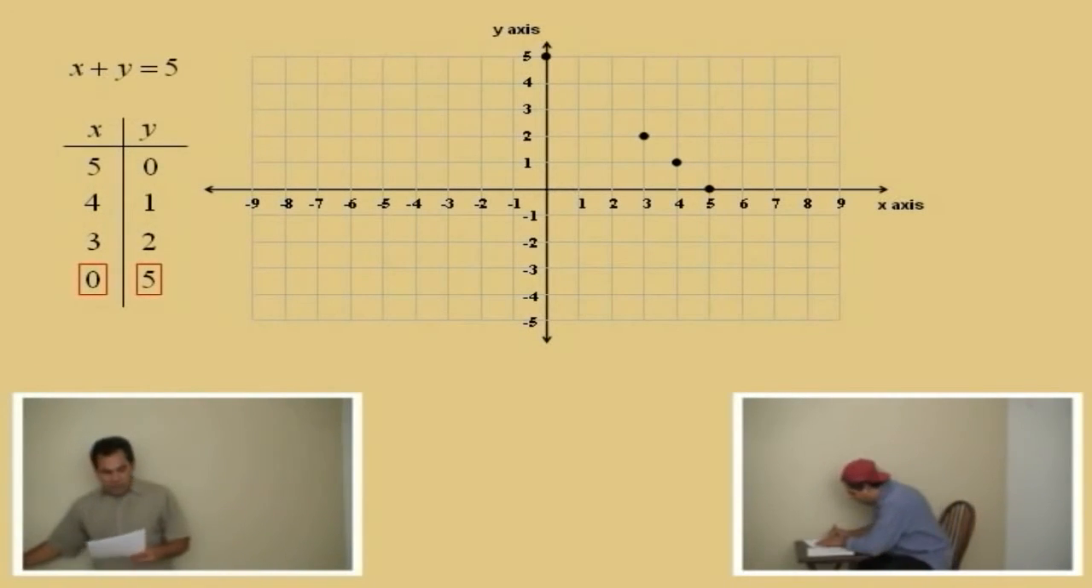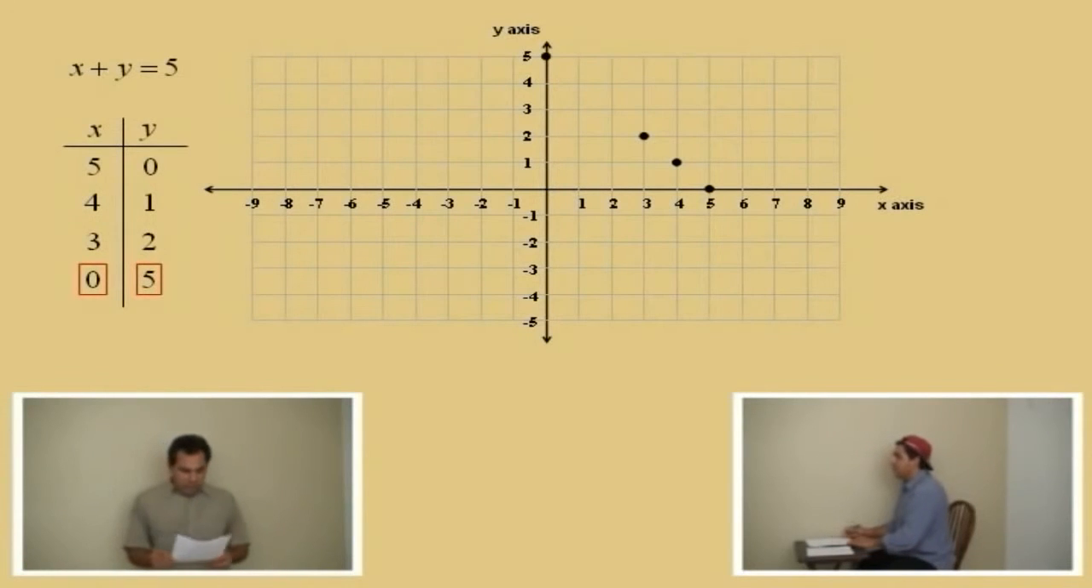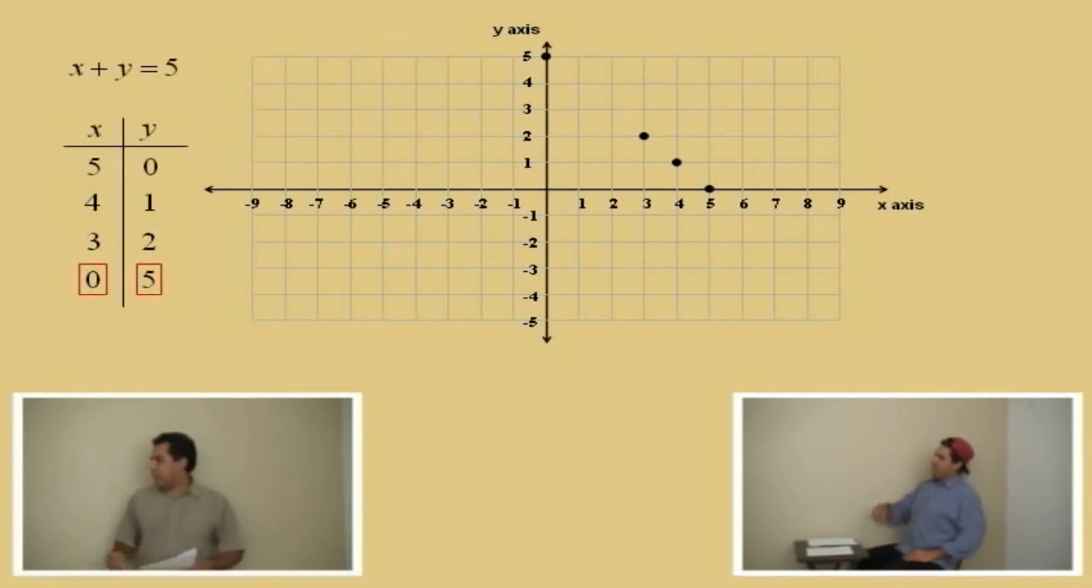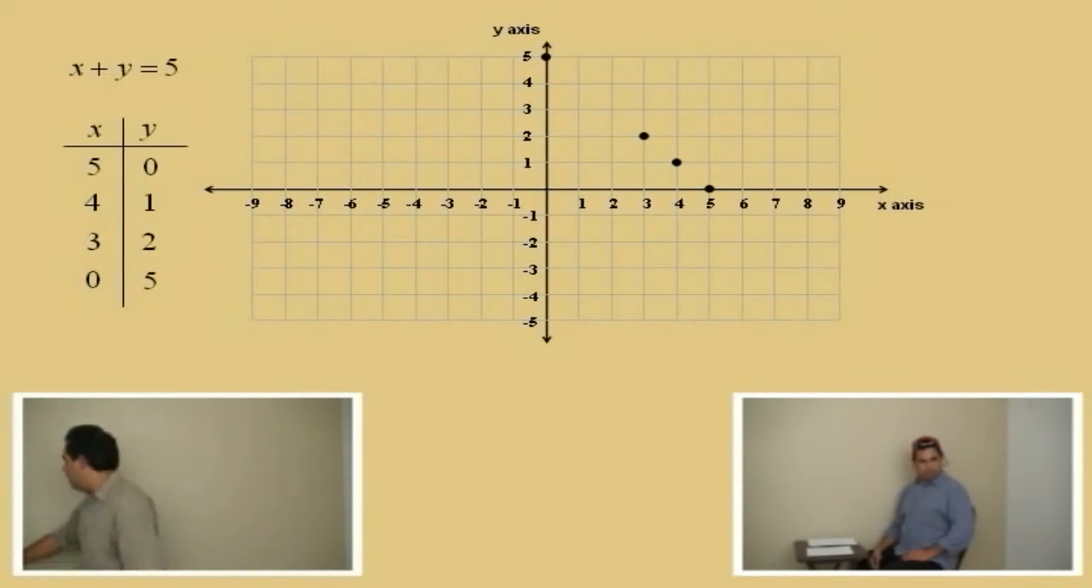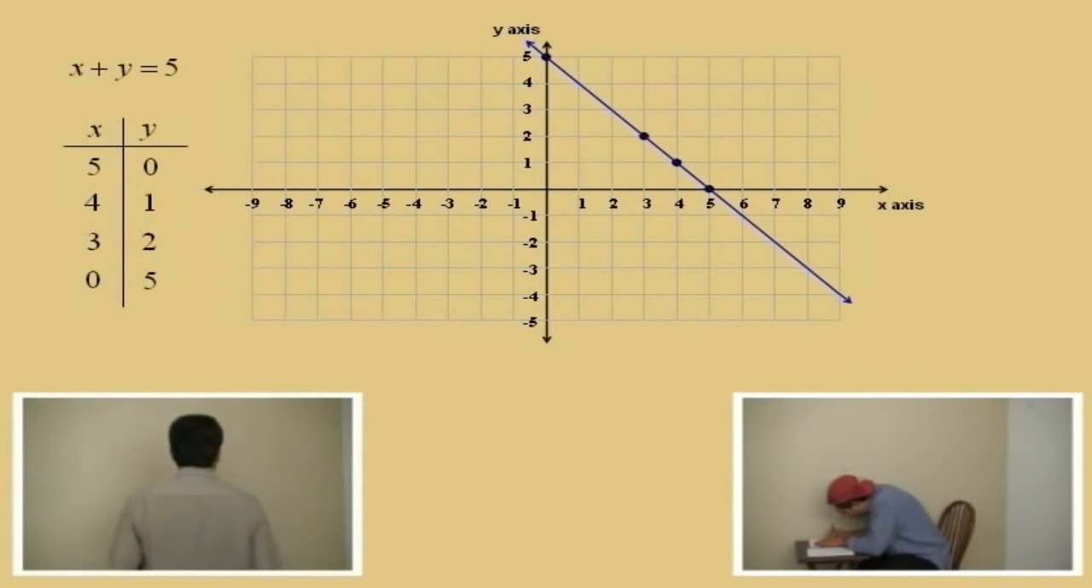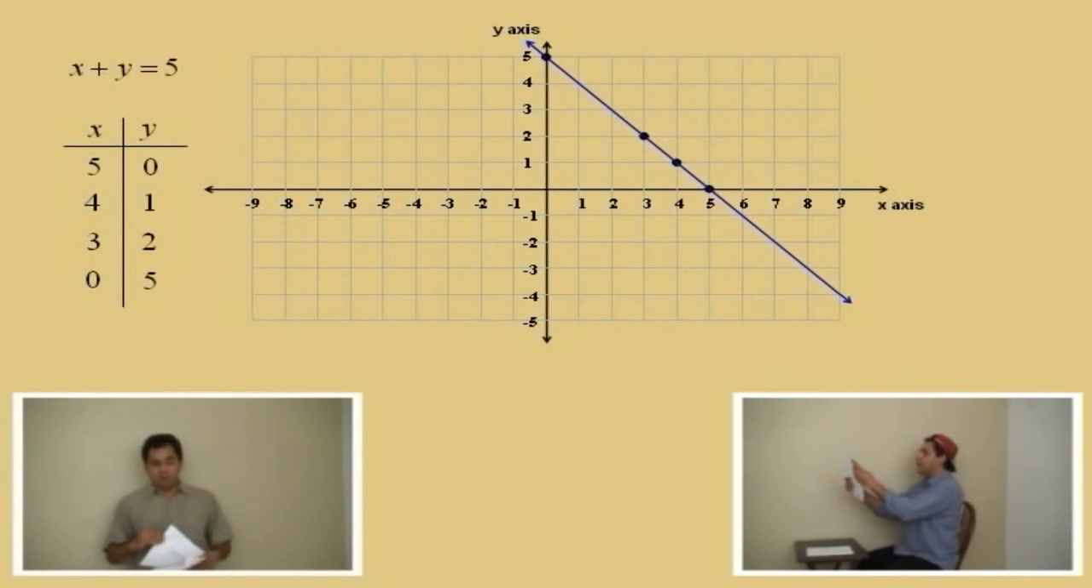Okay, and all we have left to do now is do what, Charlie? Draw the line. Connect the line. That's right. We'll connect all the dots, and we'll go ahead and draw our line. There it is. And we're done with that line. So that one wasn't too bad.